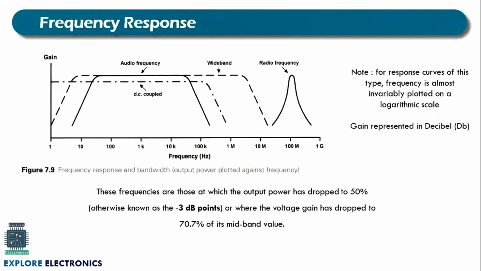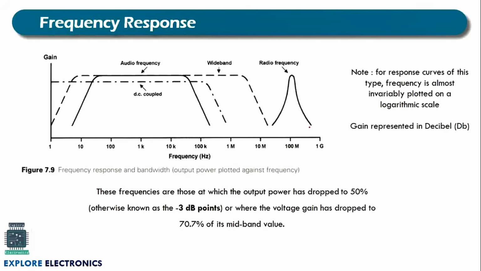And then frequency response. The frequency response is a curve, and you can observe it is plotted as gain versus frequency. We have seen different kinds of amplifiers: audio amplifier, wideband amplifier, radio frequency amplifier, DC coupled amplifier, AC coupled amplifier, and so on. For an audio frequency amplifier, the frequency response will be like this. Similarly, for the wideband amplifier, the frequency response will be wider like this. And for the radio frequency amplifier, this is the frequency response.